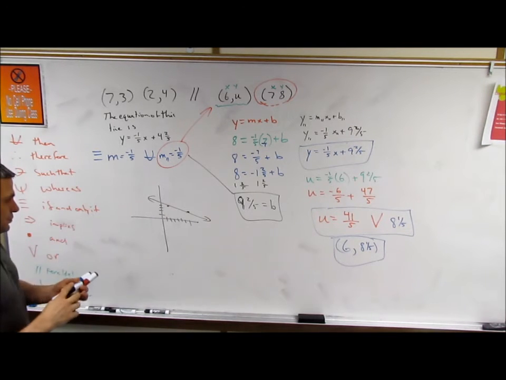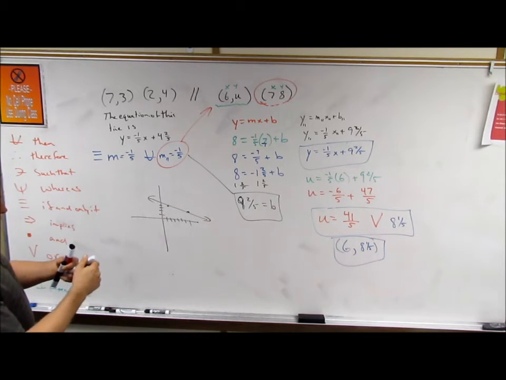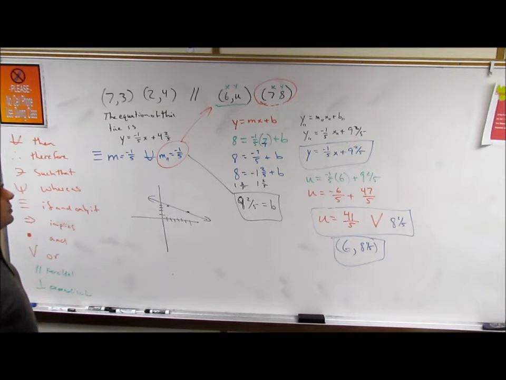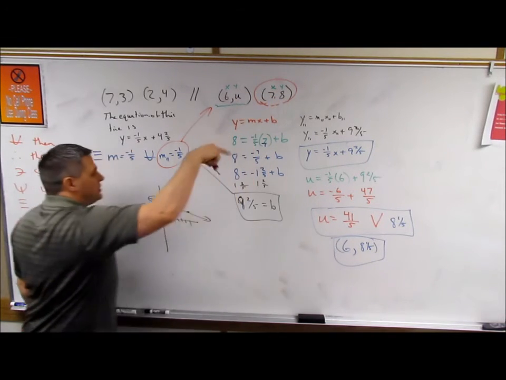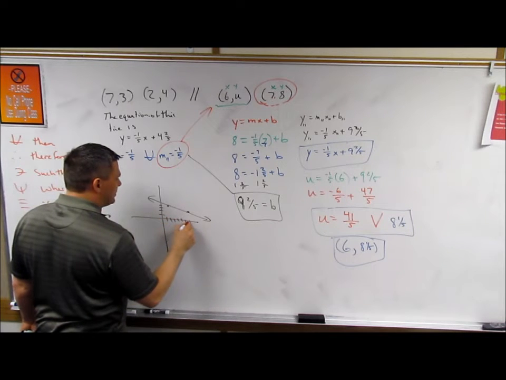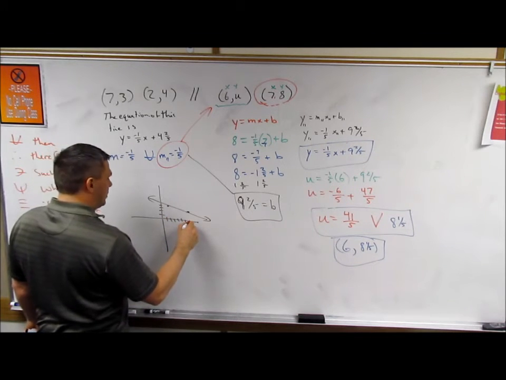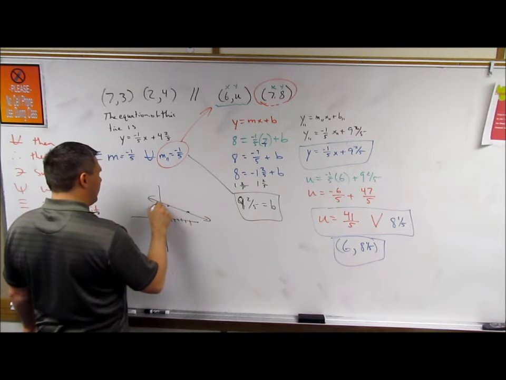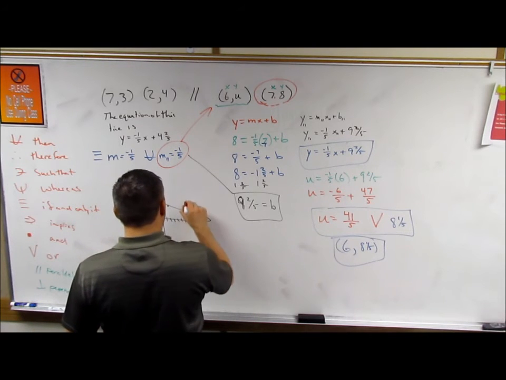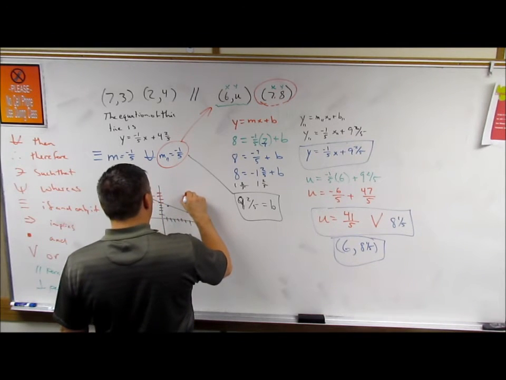Okay? Now, I'll graph the other one in red, so you can really tell the difference on the computer. So the next one is 7, 8, because that was the easy one. 7, 8, so 7, 1, 2, 3, 4, 5, 6, 7, and 8. So that's the point.